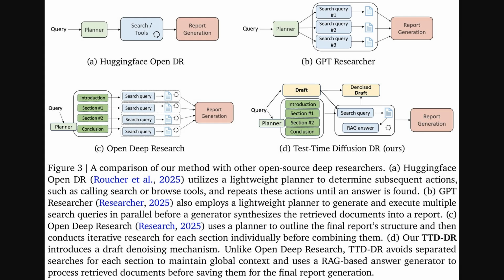This next figure compares the Test-Time Diffusion Deep Researcher to other open-source agents, and it really clarifies why their approach is so different. You see, other methods are more linear. They plan, search, and then write. A more advanced one, Open Deep Research, researches each report section separately, but that can cause it to lose the big picture. The new approach, shown at the bottom, maintains a global draft that gets refined.